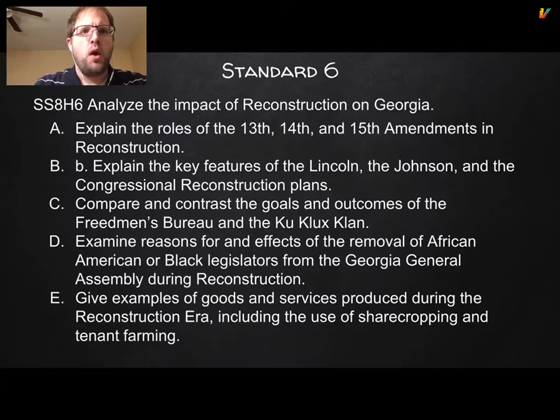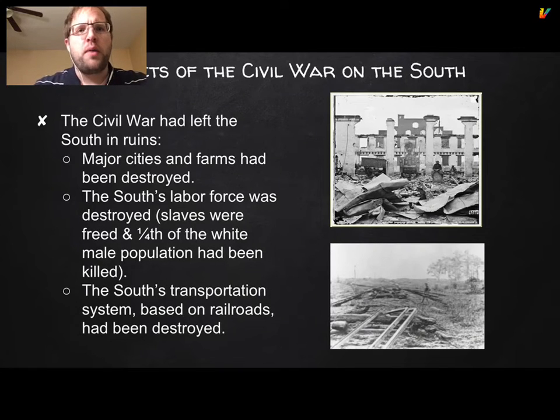So here we go. First thing we gotta talk about is sort of what Reconstruction is. And what you need to know is Reconstruction is the time period directly after the Civil War, and it's specifically about the South, right? Because most of the fighting that happens in the Civil War happens in the South. And the South also faced the heaviest losses, the heaviest loss of life, the heaviest loss of infrastructure and homes, and everything was destroyed in the South. So when we are talking about Reconstruction, it's about rebuilding the South, okay?